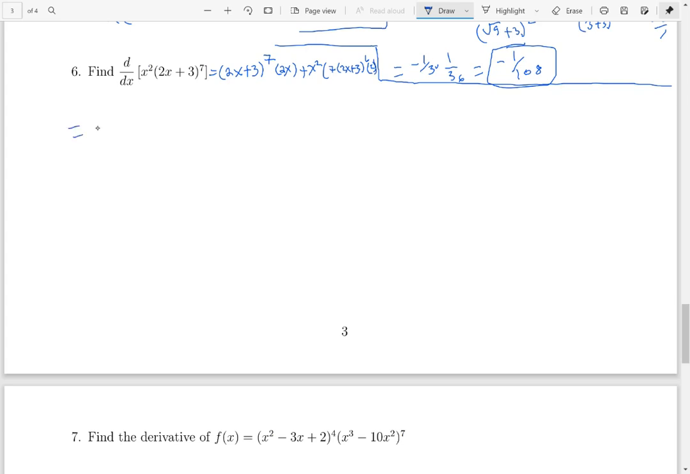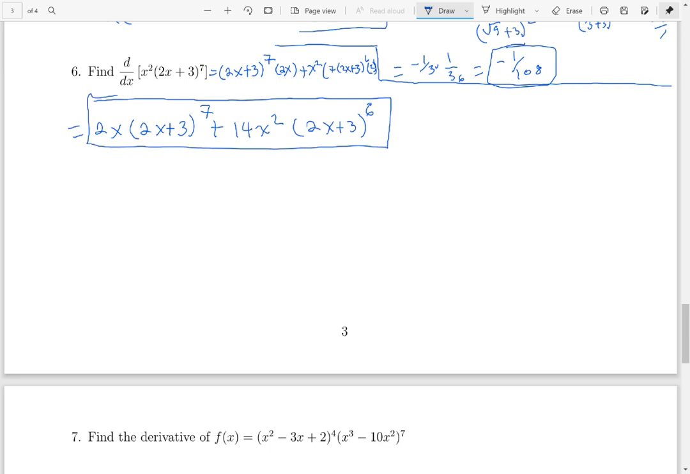I can clean that up a hair. That's 2x times 2x plus 3 raised to the 7th power plus 2 times 7 is 14. 14x squared times 2x plus 3 raised to the 6th power. And I'm looking to see if I see any more simplifications. Not that are super easy, so I'm going to call it right there.